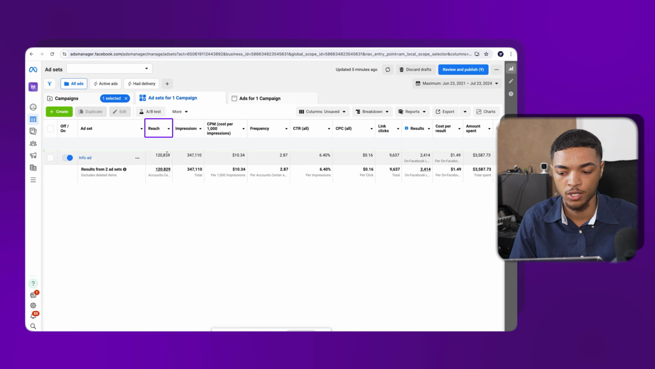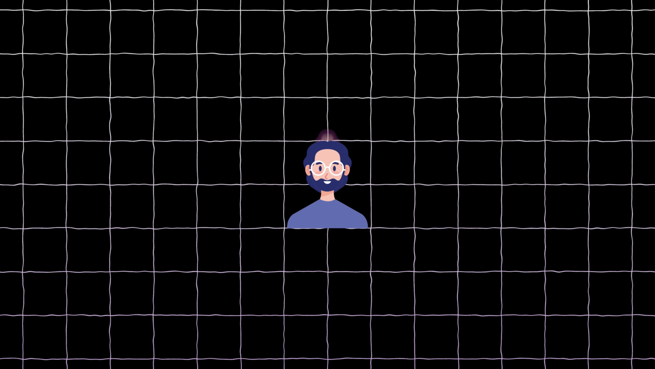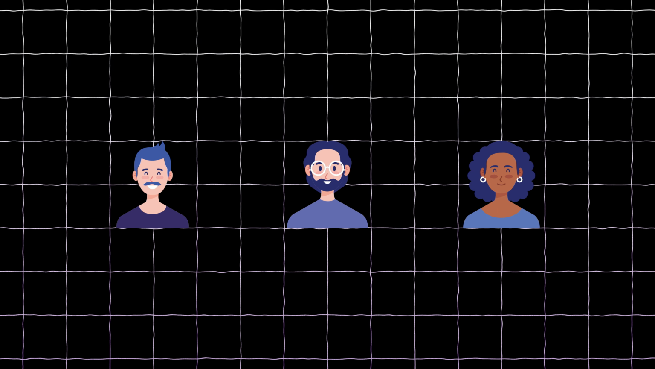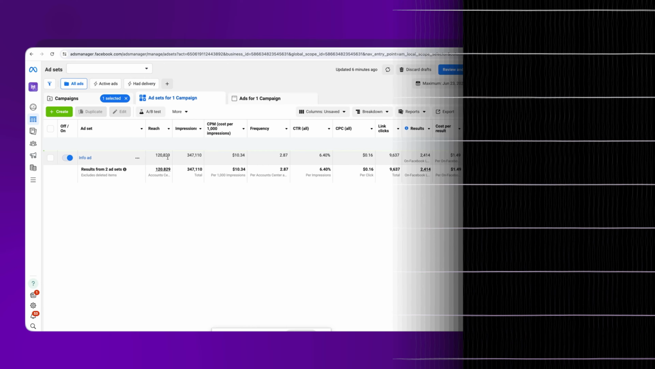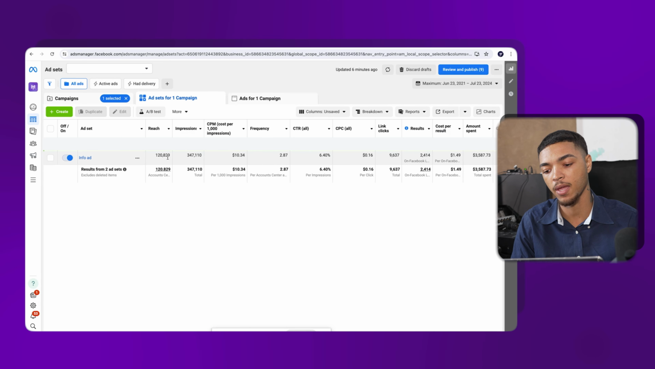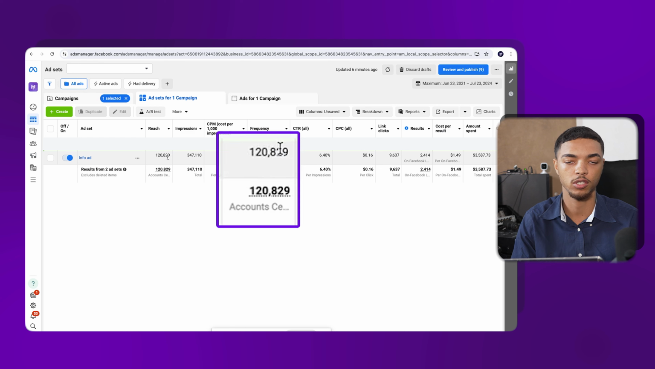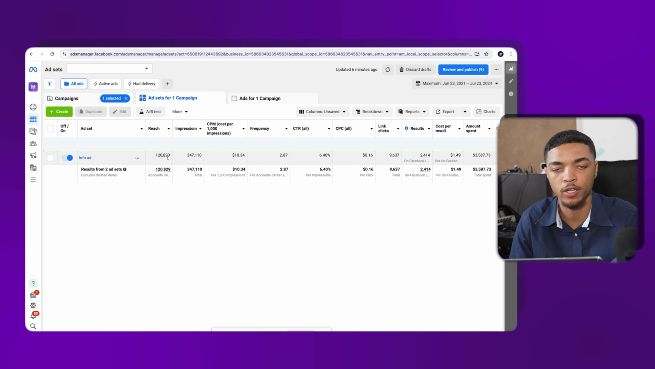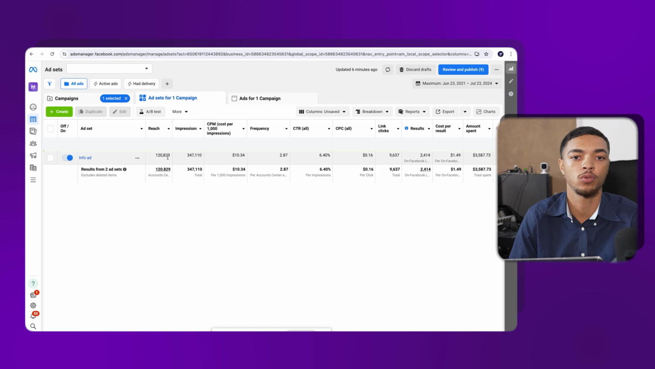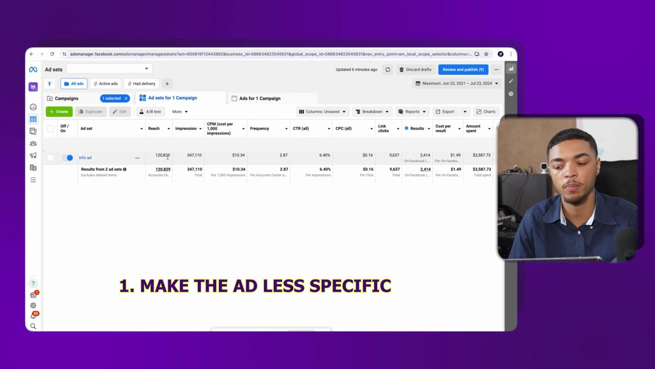Pretty much, the reach is how many different people have seen your ad. Here you can see that the total reach for this campaign was 120,829 people. So how to increase reach, right? Well, there's a couple things you can do. Number one, try to make the ad less specific.